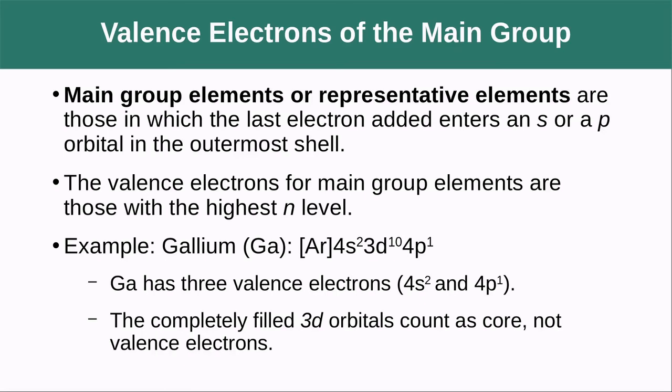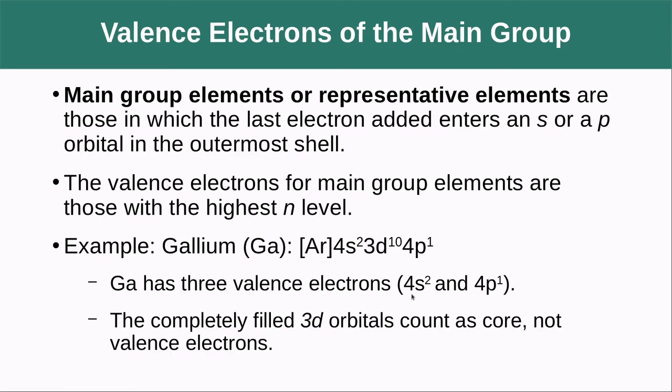Main group elements or representative elements are those in which the last electron added enters into an s or a p orbital in the outermost shell. The valence electrons for main group elements are those with the highest n level. So here's an example. We have gallium.